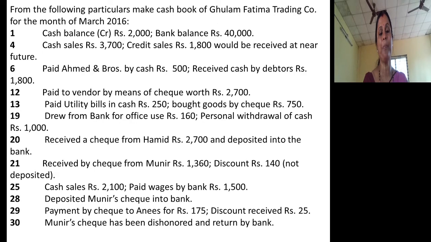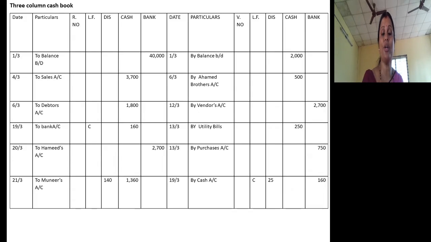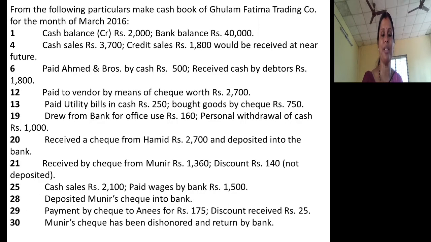Next one, paid to vendors by means of check. You paid to vendors by means of check. Whenever you pay vendors, what's the journal entry? Vendors account debit to bank account, because you paid by means of check. So, in the bank column on the credit side, by vendor 2,700.